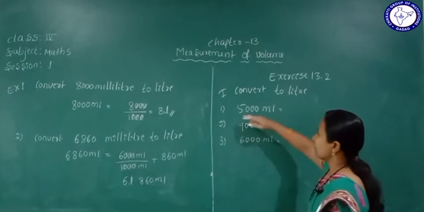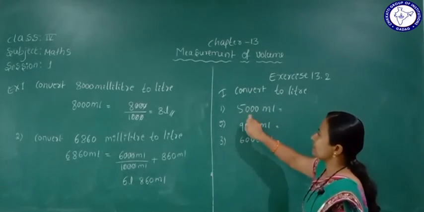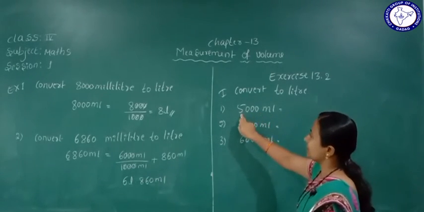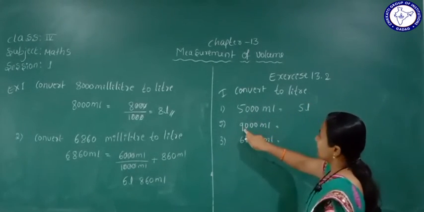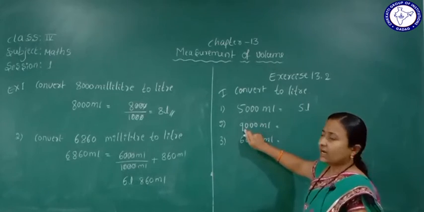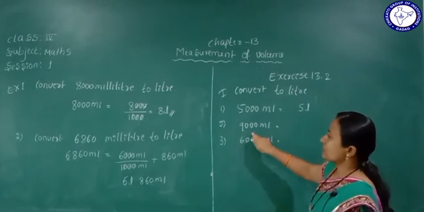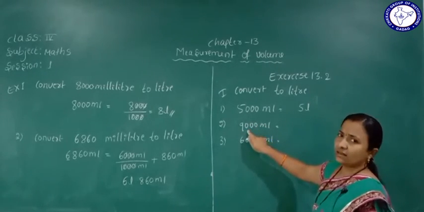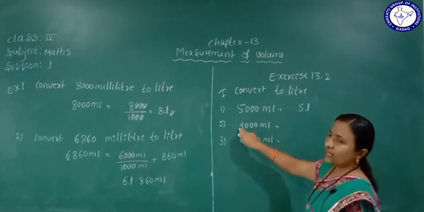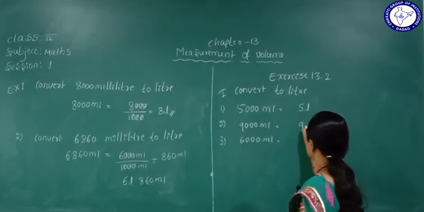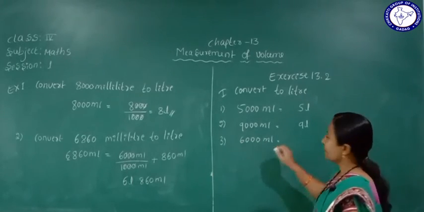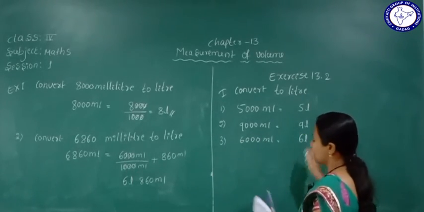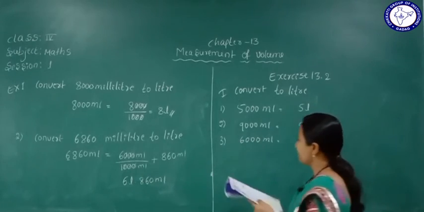5000 ml means divided by 1000. All 3 zeros cancel. We get the answer only 5 liter. Next, same as it is, 9000 divided by 1000. Zeros cancel, so we get only 9, that is 9 liter. Same for 6000 ml, we'll write 6 liter. Understood this one?